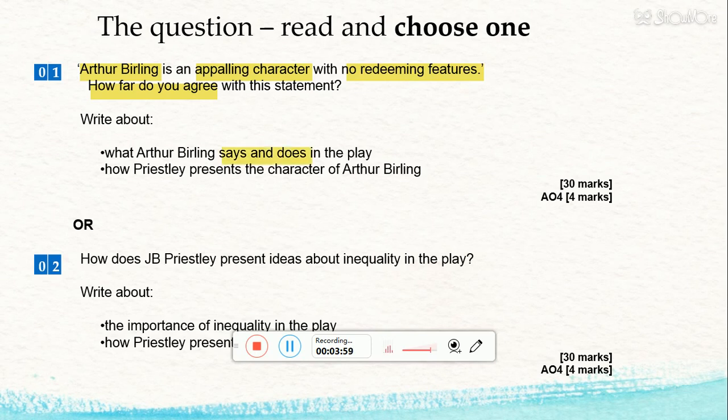You need to talk about what Arthur Birling says and does, and also how Priestley presents the character of Arthur Birling. So what methods, what techniques does he use? How does he present this character to the audience? You get 30 marks for answering this question. And importantly, in this one, you actually get 4 marks as well for your spelling, your punctuation and your grammar, which is why we are going to allow time at the end to ensure you check and make sure that you have your spelling and so on accurate.